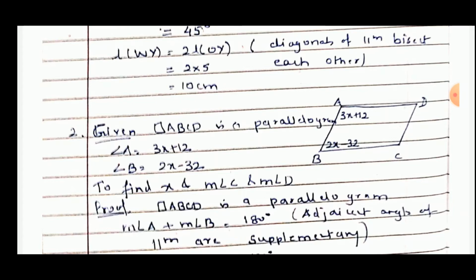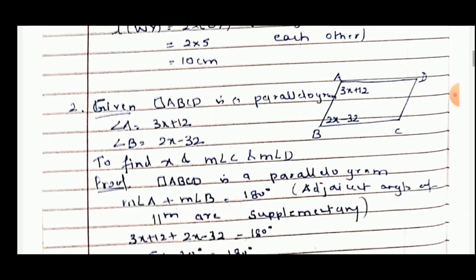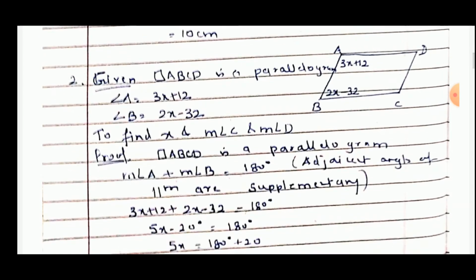Now second one, quadrilateral ABCD is a parallelogram. Angle A is equal to 3x plus 12, angle B is equal to 2x minus 32. To find out x and the measure of angle C and measure of angle D. Now the proof: quadrilateral ABCD is a parallelogram. So measure of angle A plus measure of angle B is equal to 180, adjacent angles of the parallelogram are supplementary.